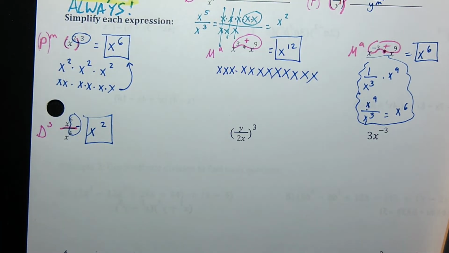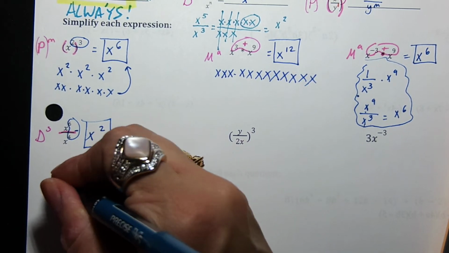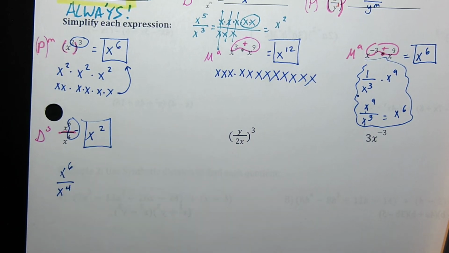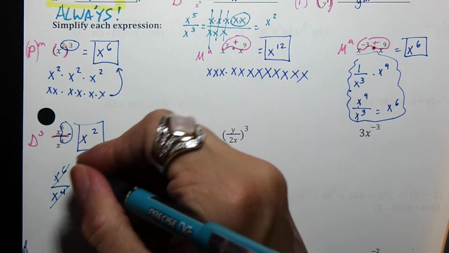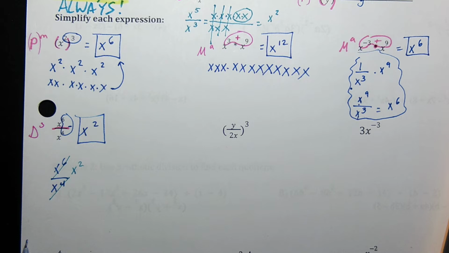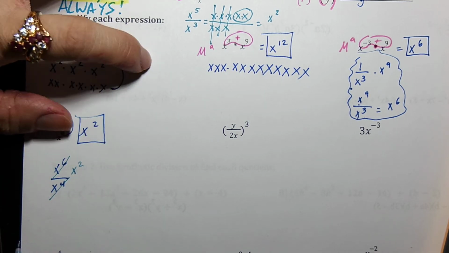Now, the other way you could think about these problems is kind of just how we simplify regular fractions. I could divide an x to the 4th out of both of those, which would leave me with x squared. So if you want to think about it as taking out a GCF instead, you can do it that way too. So let's go ahead and take a look at our next problem.